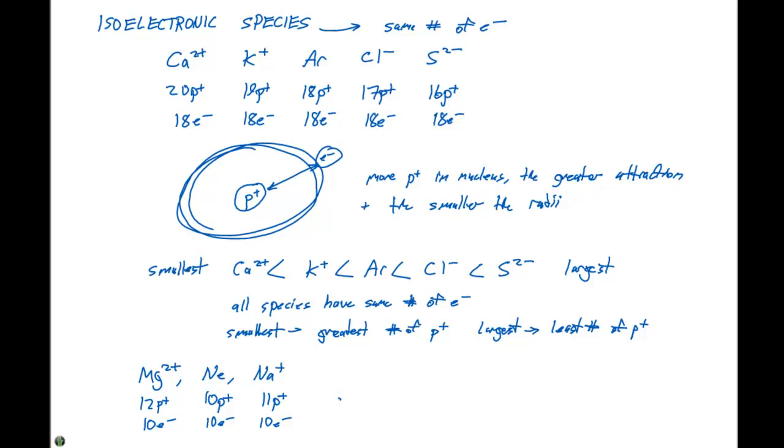So the smallest is going to be the species with the most number of protons, which is magnesium 2+. Second is sodium +, and the largest is going to be neon. So this is how we would investigate and analyze isoelectronic species and put them in order of the radii.